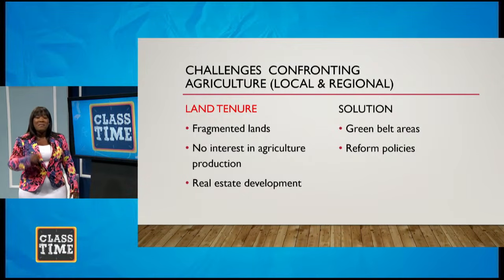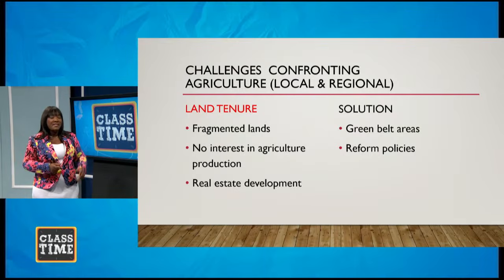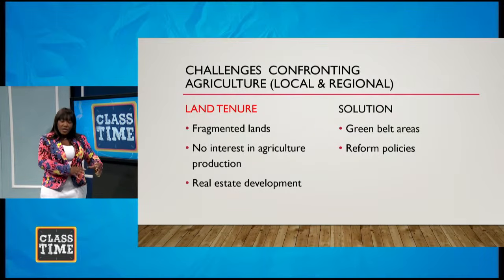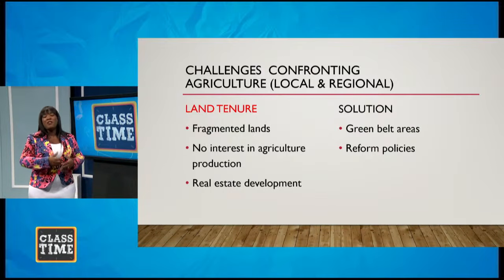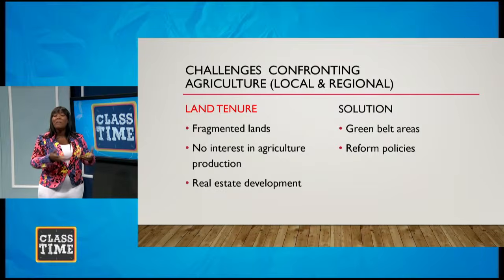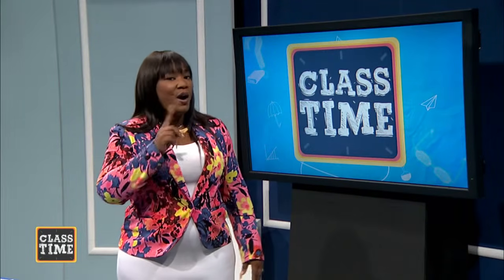Some solutions, and one of the main solutions, is a green belt area, which sets the land aside just for agricultural processes. So if you're going to erect a building on the land, it should be a temporary structure. And also reform the policies in regards to idle land, right?